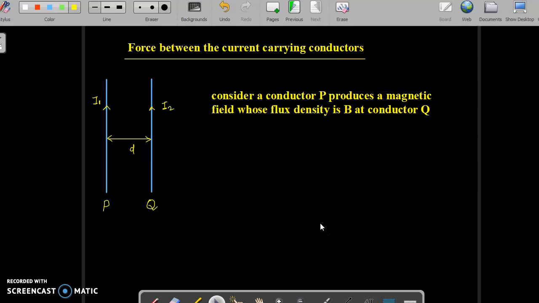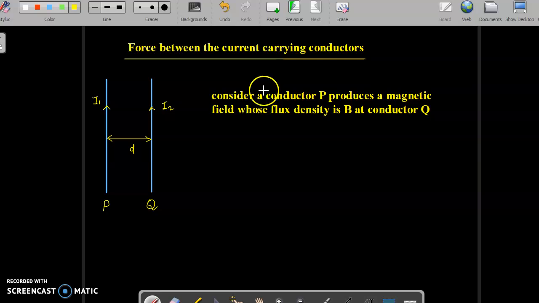In this class, we are going to find the expression of the force between current carrying conductors. Here we can see two conductors P and Q, carrying currents I1 and I2 respectively in the same direction. The separation between P and Q is D.